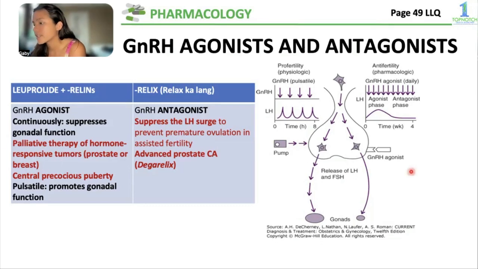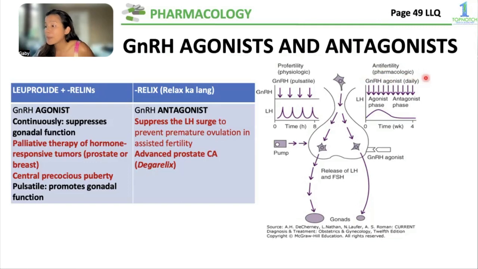To orient ourselves, this is of course our pituitary gland, and these are our ovaries. Now, in a physiologic state, meaning how the body normally functions, we have a pulsatile secretion of GnRH. Ibig sabihin, hindi siya constant, everyday, same level. It gives GnRH in pulses, right? Pulses, pulses, pulses. And this is what is pro-fertility or physiologic. This is what's normal.